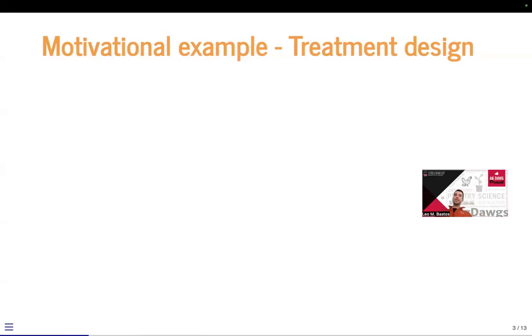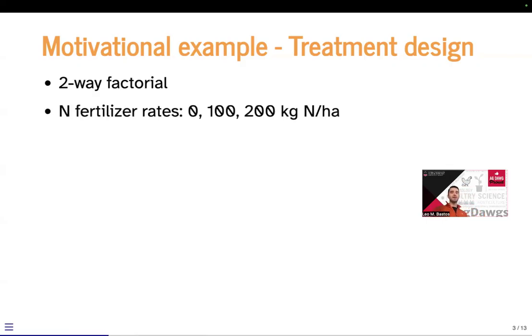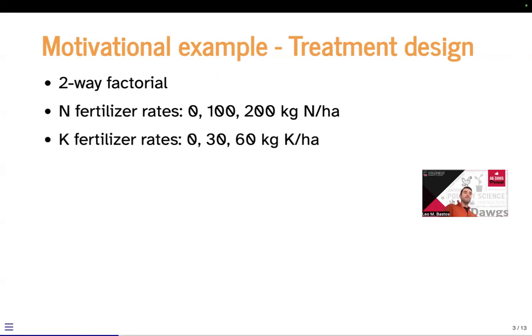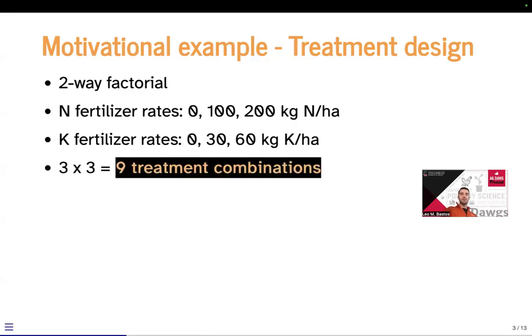All right, so we're going to keep up with our motivating example that we were using before. So we have a two-way factorial where we're analyzing the effect of nitrogen fertilizer rates, and we picked three rates, 0, 100, and 200 kilos of nitrogen per hectare, and the effect of potassium fertilizer rates, so 0, 30, and 60 kilograms of potassium per hectare. And again, because we're interested not just in the main effects of those two factors, but also in their interaction, that means we have to have all 3x3 combinations of these different levels of nitrogen and potassium.